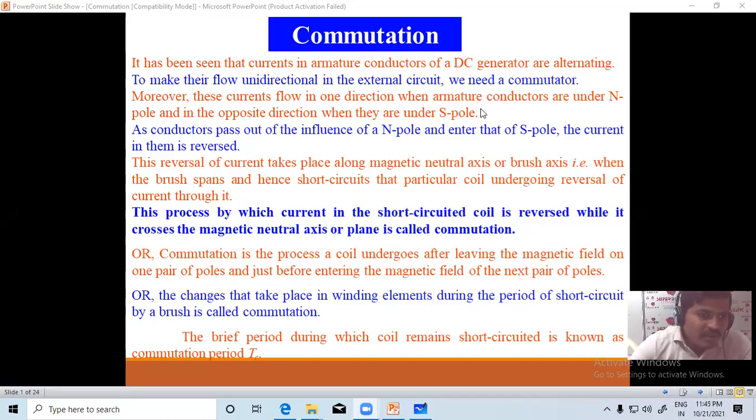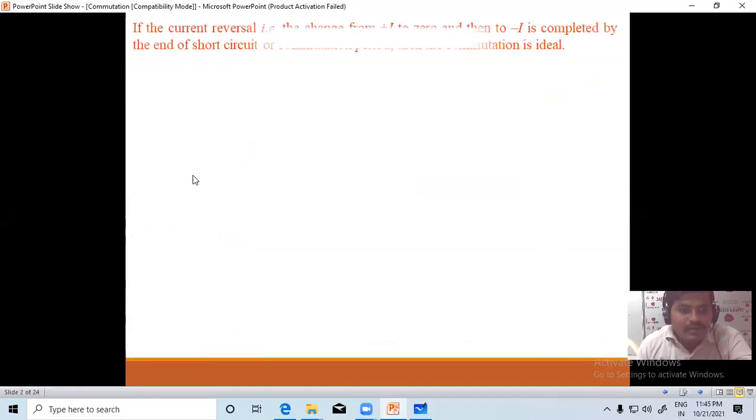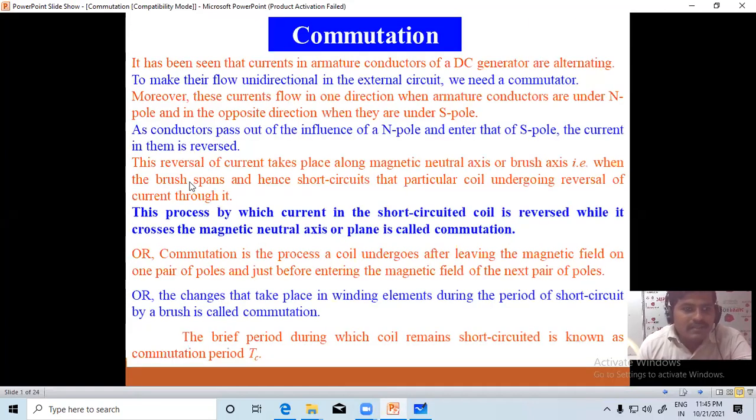Okay, now see here the sentence, this reversal. So this reversal of current takes place along the magnetic neutral axis or the brush axis. It will take place along the magnetic neutral axis or MNA. We have already discussed the definition of MNA, or it can happen across the brush axis.